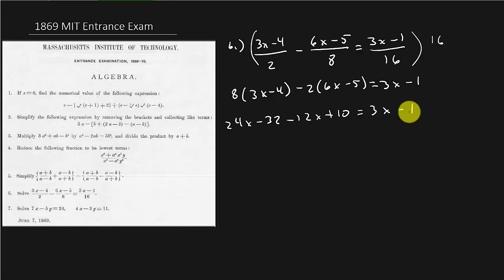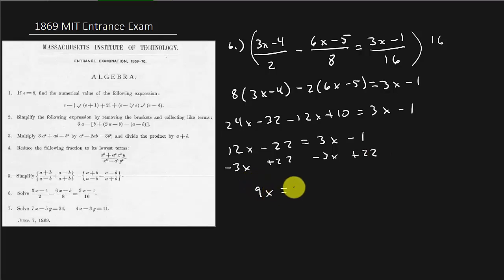And so that is going to give me 24 minus 12 is 12x minus 22 equals 3x minus 1. We're going to subtract 3x from both sides. We're going to add 22 to both sides. And so we're going to get 9x equals 21. Divide everything by 9, and we're going to get x equals, let's see, 21 over 9, which is 7 over 3. And there's your answer. All right, we got 1 more to do.